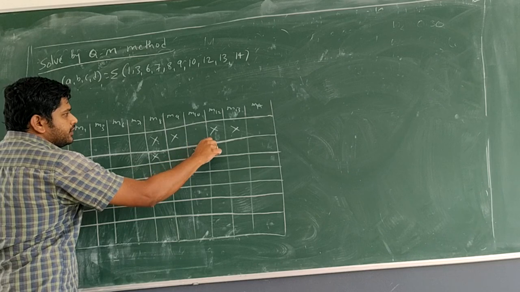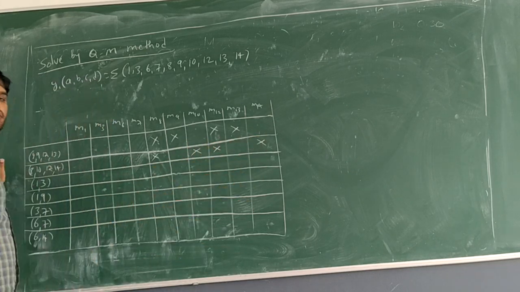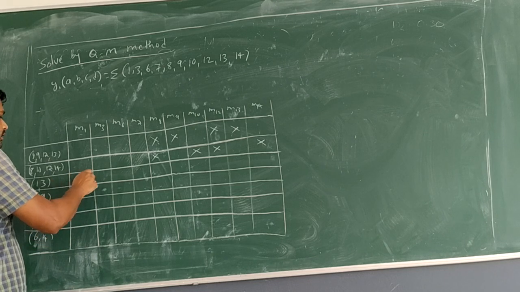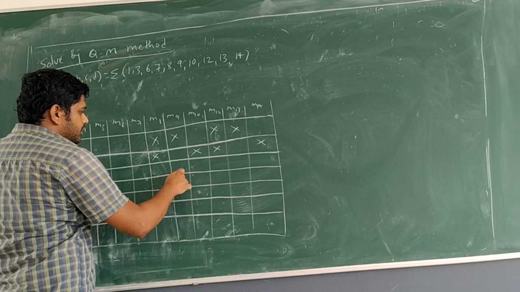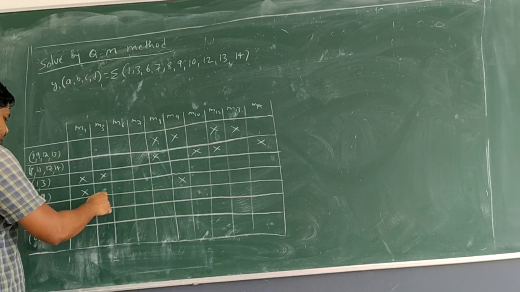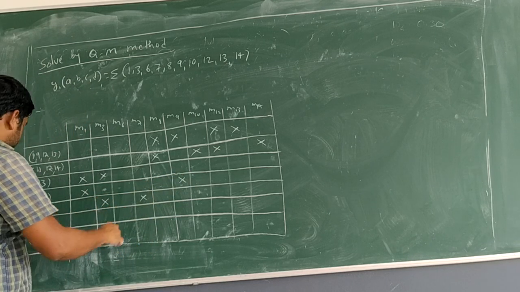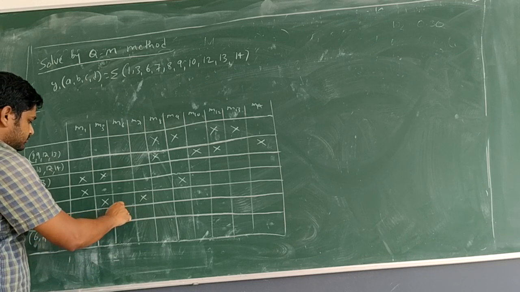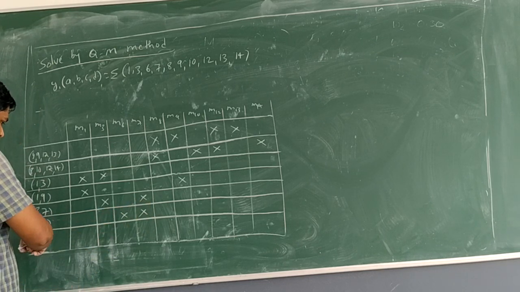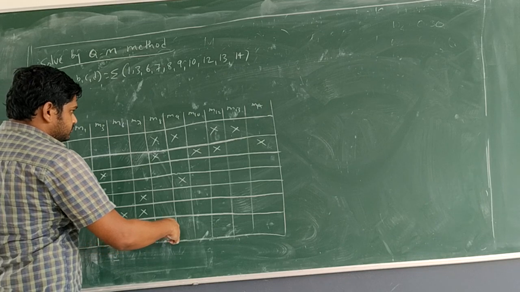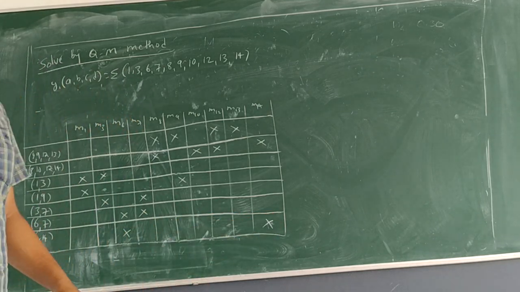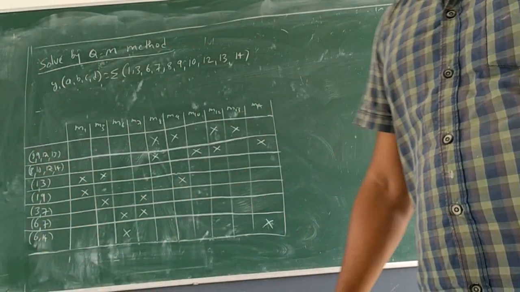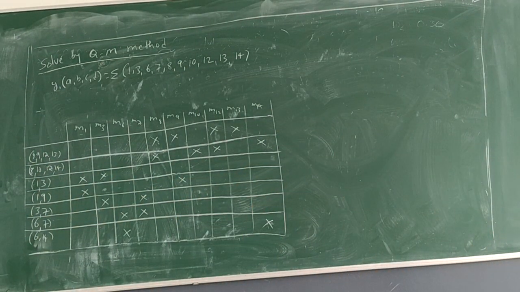Next 8, 10, 12, 14. 1, 3, 1, 9, 3, 7, 6, 7, 6, 14. Okay, so that finishes entry in the table with X symbol.